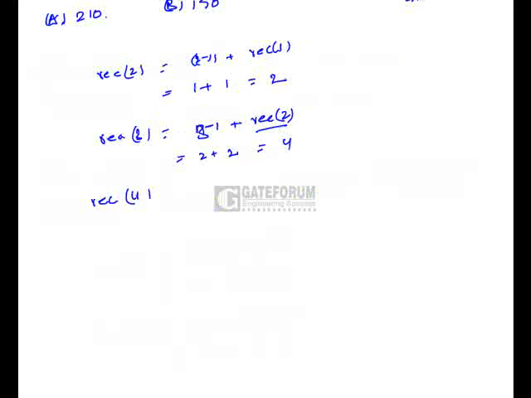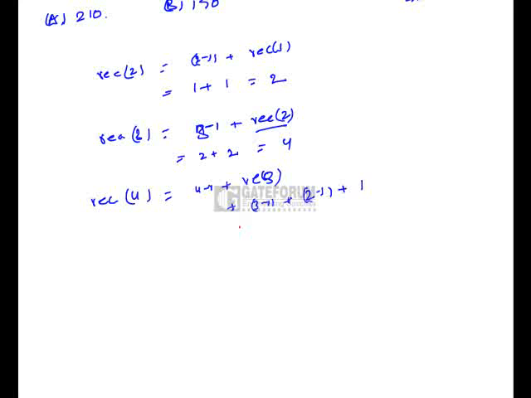Rec(4) is equal to 4 minus 1 plus rec(3), which is nothing but 3 minus 1 plus rec(2), which is again nothing but 2 minus 1 plus 1.